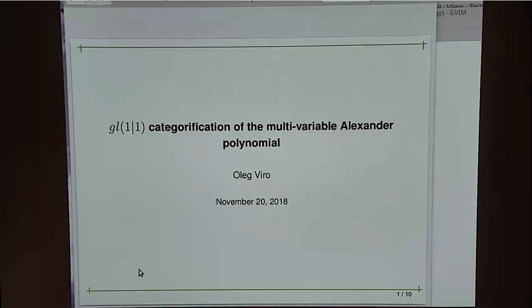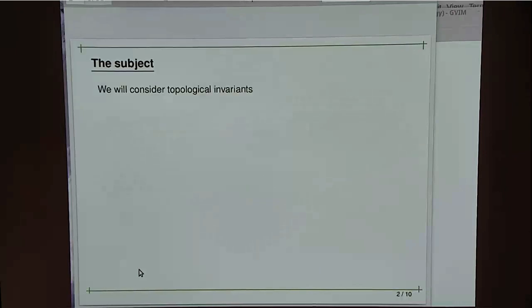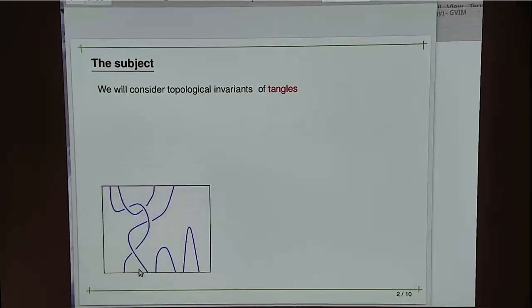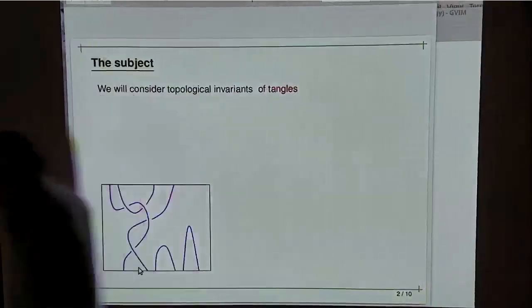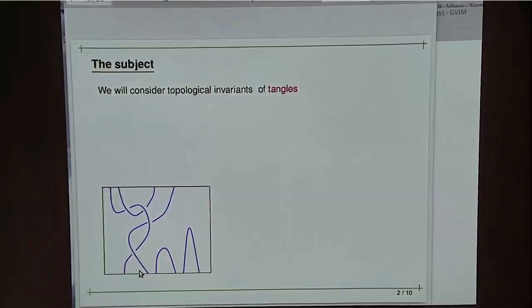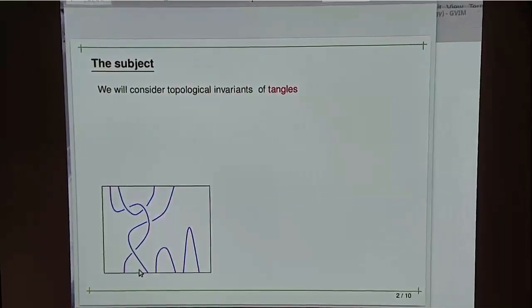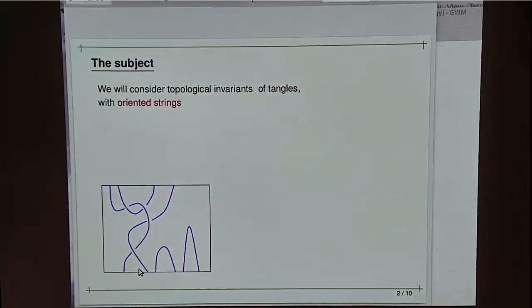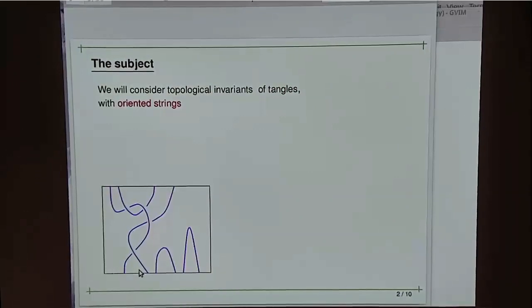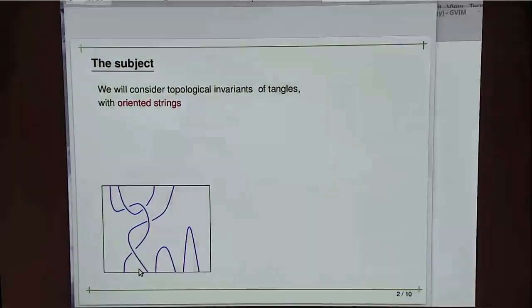So the subject, we will consider topological invariants of tangles. Tangles are things like that, and I think that in this audience I shouldn't explain what tangles are. Definitely the main object would be links, but there are a few reasons why it's better to consider tangles. First of all, the tangle should be oriented, because it will be the Alexander polynomial, which depends on orientation.